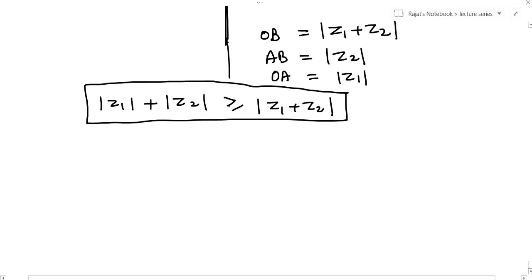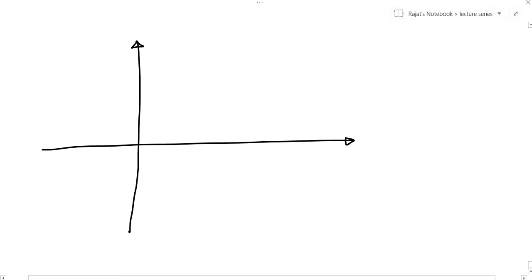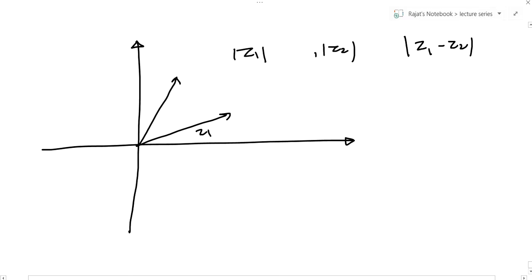Similarly, you can understand the difference. I don't really need to draw it. We have already drawn the diagram, so we can directly write the relation that one of the sides is mod z1, the other side is mod z2. And what does mod z1 minus z2 represent? So if this is z1, this is z2.